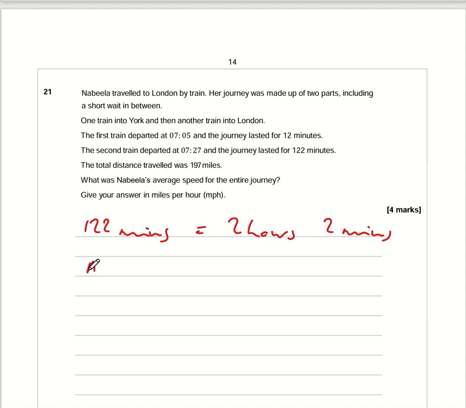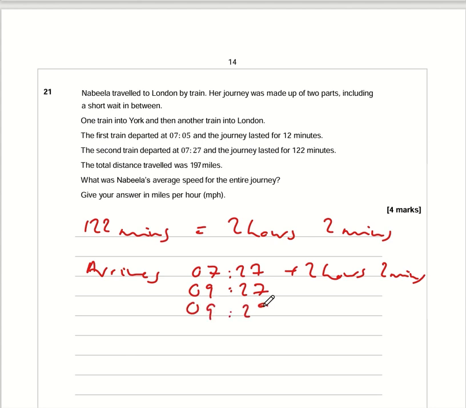So the arrival time is going to be 07:27 plus 2 hours 2 minutes. If I add 2 hours, that's going to be 09:27, then add the 2 minutes, that's going to be 09:29. So 29 minutes past 9.